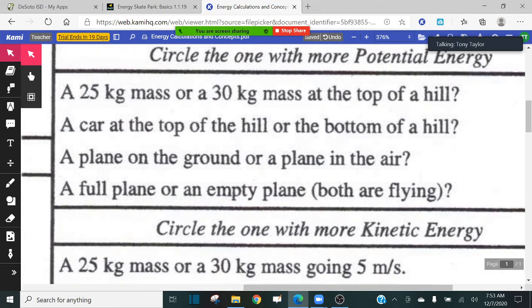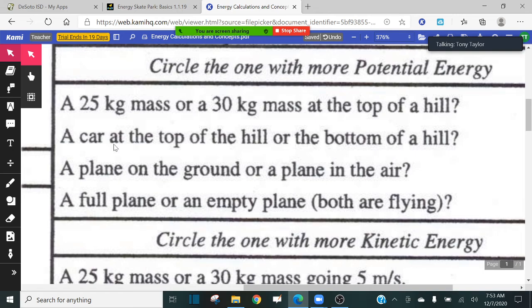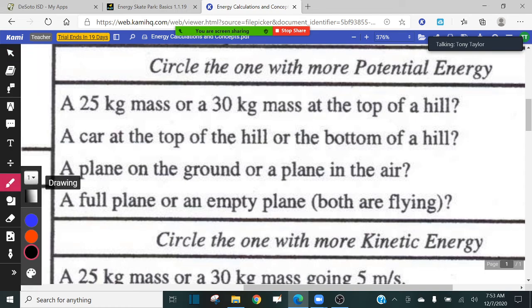It says circle the one with the more potential energy. So if you have a 25 kilogram mass or a 30 kilogram mass at the top of the hill, they're both at the top of the hill. They're at the same height, but obviously the one that has the most mass has the most gravitational potential energy.